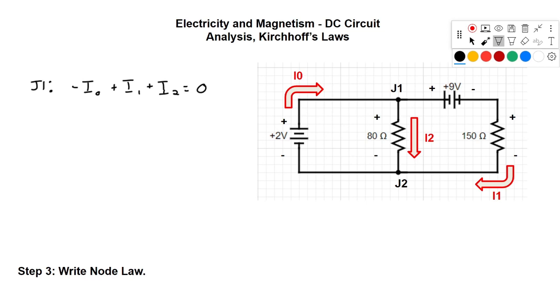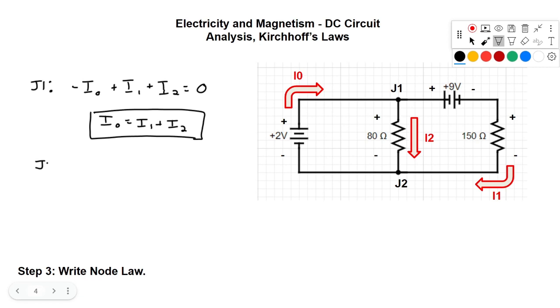Now a better way to write this would probably be to move the I0 over. So we'd have I0 is I1 plus I2. And if we look at junction 1, that makes sense. I0 is coming in. It has to be conserved. So I2 and I1, their sum needs to be the same as what I0 is. So this is the node law we'll use. If we take the node law at a different junction, we should get the same result. So we're just going to verify that. You don't have to verify every time, but just for our own knowledge.